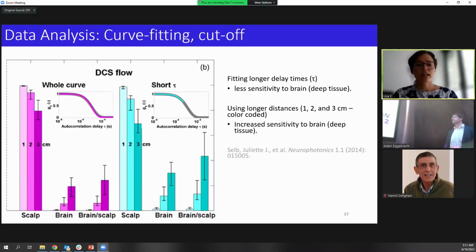It's been shown that if you fit the entire curve, so fitting even the longer delay times, you're going to be less sensitive to the brain. So when doing brain studies, it's important to cut off your G1 curves and just fit the earlier delay times. That's the case shown in cyan here. And again, just like in NIRS, use longer source detector separations in order to increase your sensitivity to brain tissue.